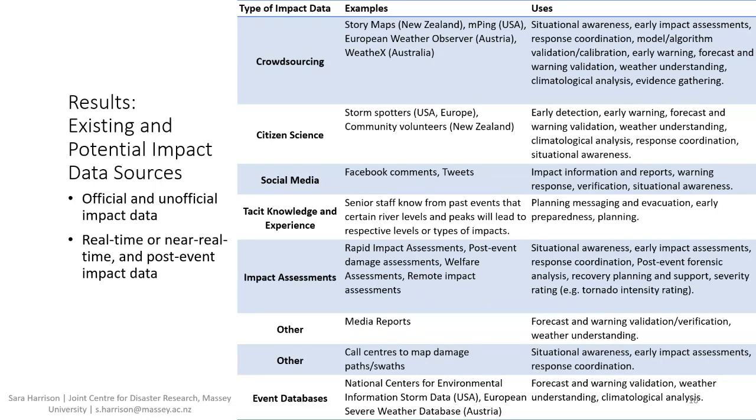For example, in Europe, we have the European Weather Observer in Austria, MPing in the USA, and WeatherX in Australia. And they take those crowdsourced reports and verify it and put it in their database for further analysis. And then we also have 2 sort of timescales. We have real-time or near real-time, and post-event impact data.